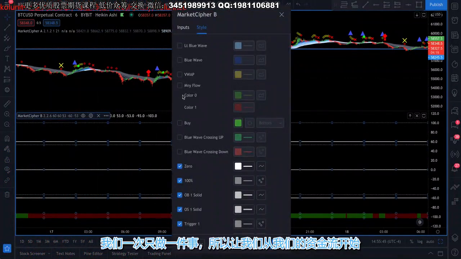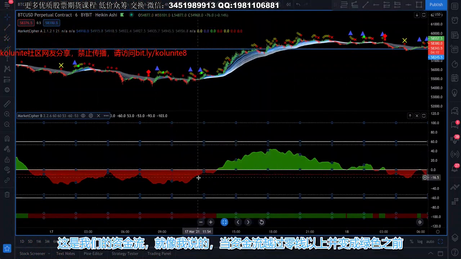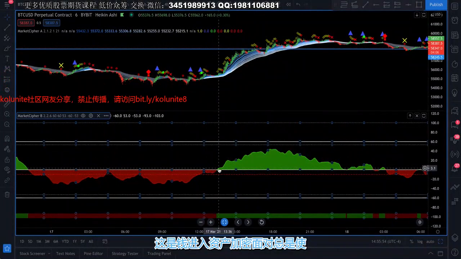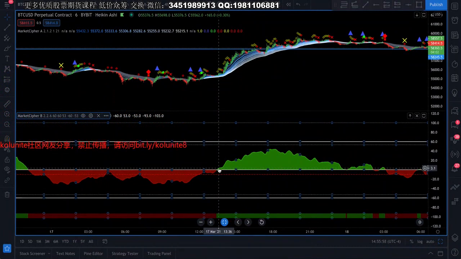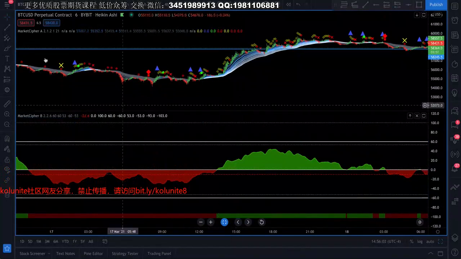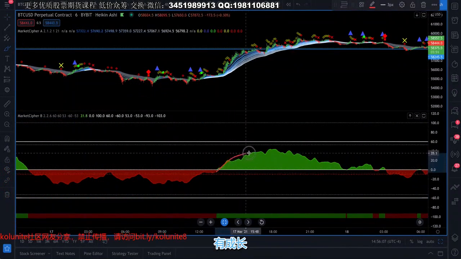And we'll just take it one thing at a time. So let's start with our money flow. This is our money flow. And like I said before, when money flow crosses above the zero line and turns green, this is money coming into the asset. CryptoFace always makes the analogy that it's like water coming into a garden, right? If you have water coming into a garden, you are going to have growth.